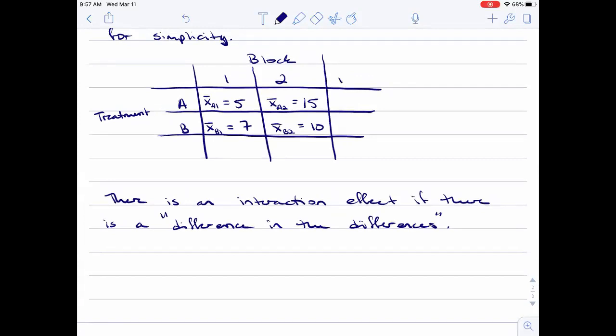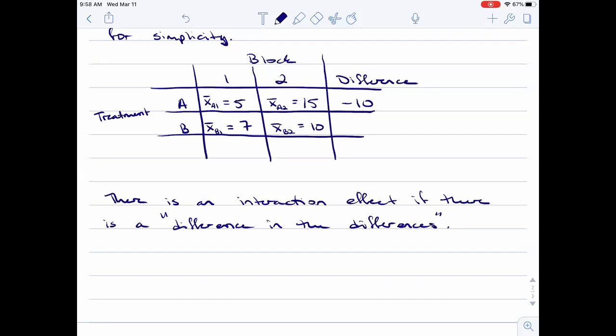So the difference here for treatment A, going from block 1 to block 2, is going to be 5 minus 15, putting me at -10. Or if you want to do positive, it doesn't matter as long as you're consistent, because the positives and negatives are going to matter. If we go for treatment B, we've got a difference from 7 to 10. I guess it makes more sense to have a positive difference, because I'm going from 7 to 10. Like I said, it doesn't matter as long as we're consistent.